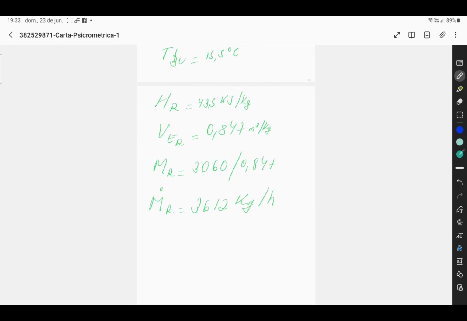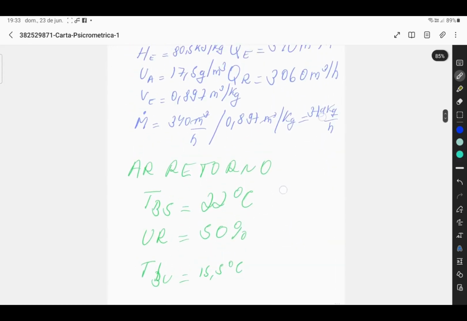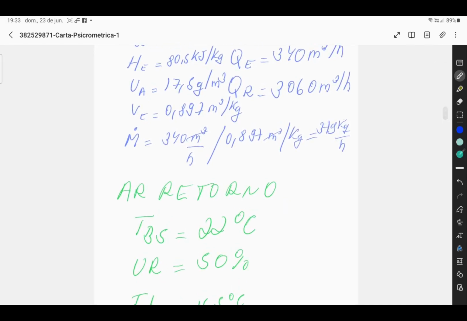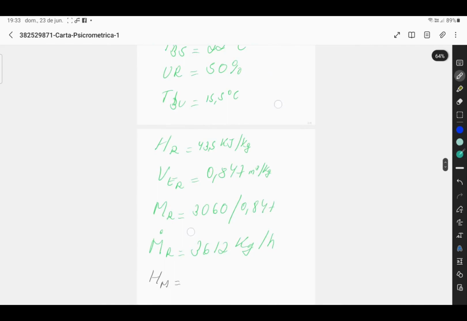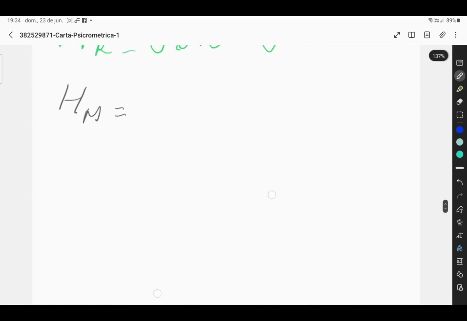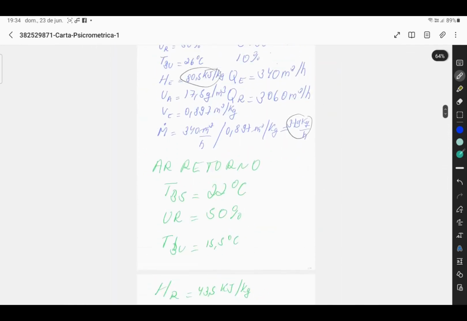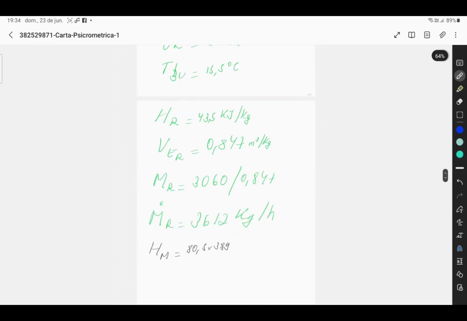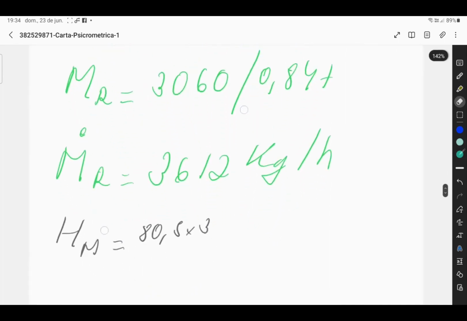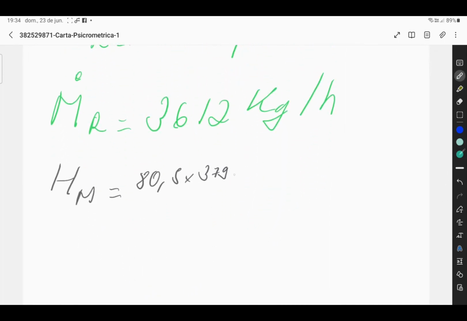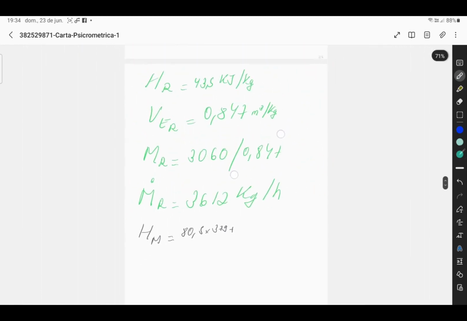I will now calculate the enthalpy of my mixture. The enthalpy of my mixture is going to be the enthalpy of the outside air, 80.5, times its mass flow rate, 379, plus the enthalpy of the return air, 43.5, times the return air mass flow rate, 3,612, divided by my total flow rate, which is 379 plus 3,612.